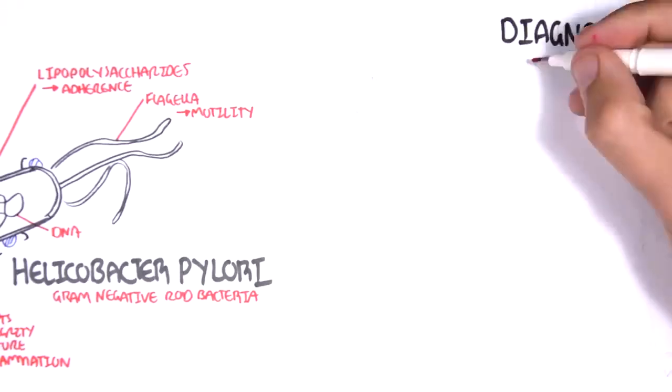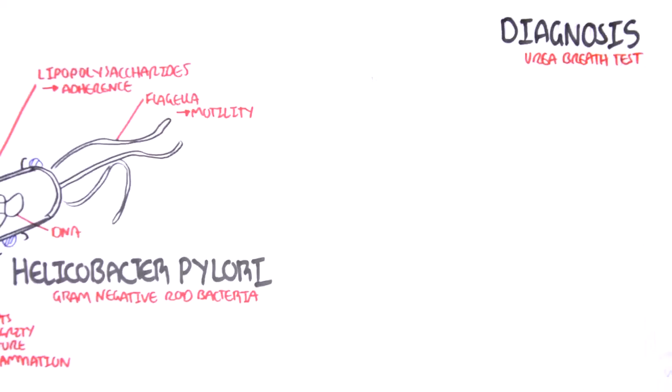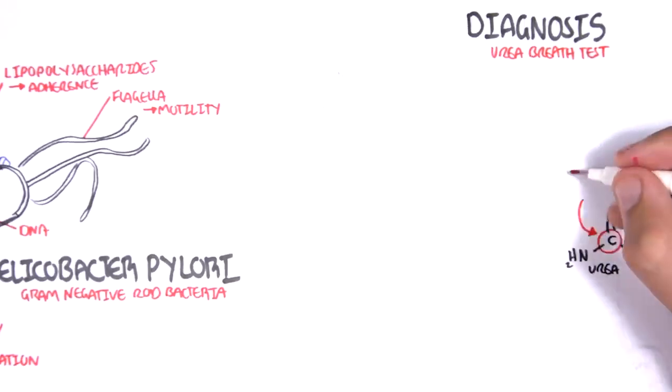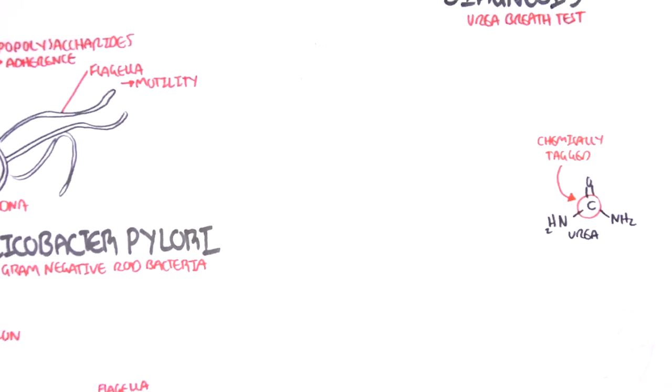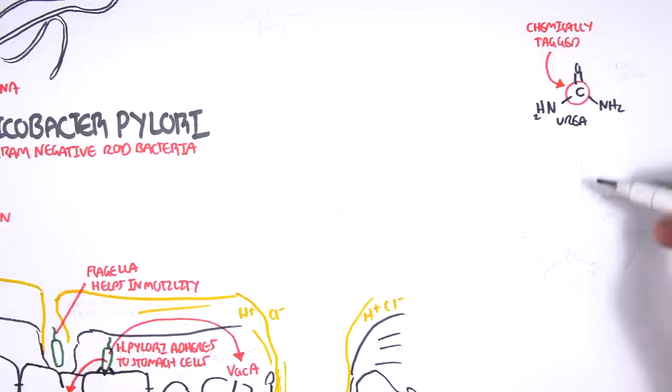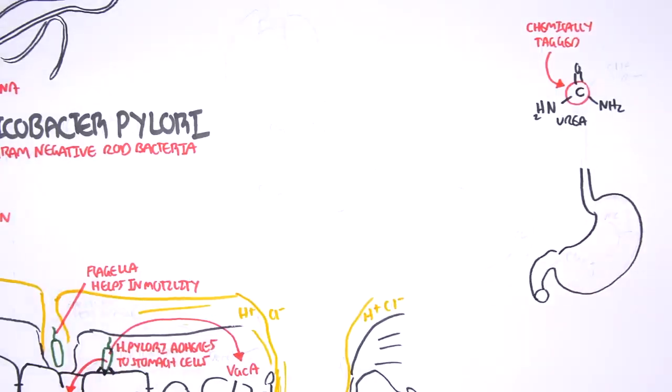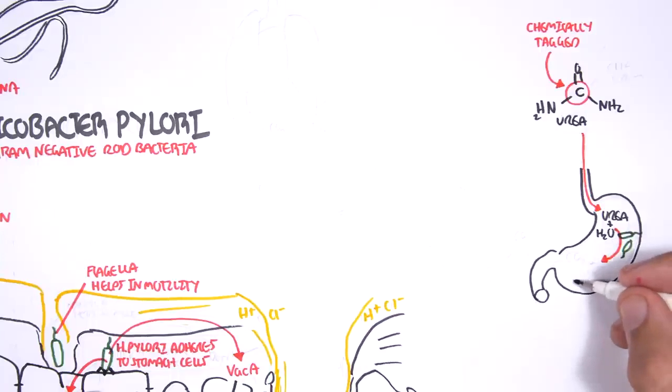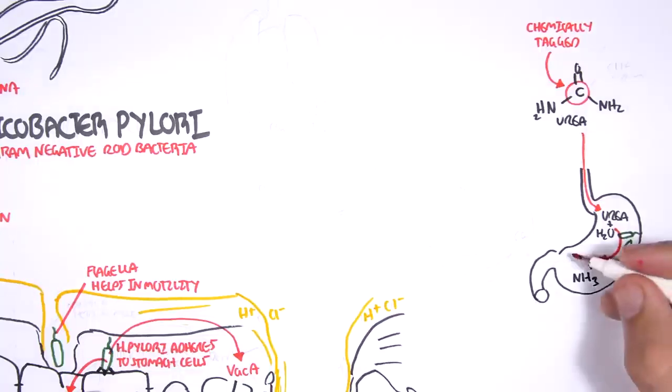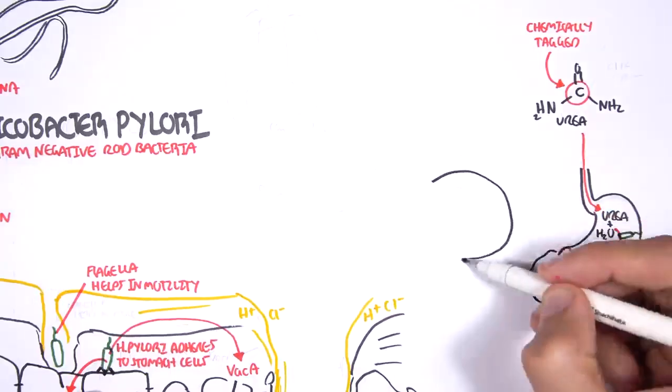Now, to diagnose a H. pylori ulcer, we use a urea breath test. A urea breath test is essentially when a urea chemical is tagged. The carbon of the urea chemical is tagged. And then the person eats the urea, and then the urea sample will go down to the stomach where maybe the H. pylori is. If the H. pylori is there, the urea with water will be converted to carbon dioxide and ammonia. And then this carbon dioxide will actually have that chemical tagged on the carbon.